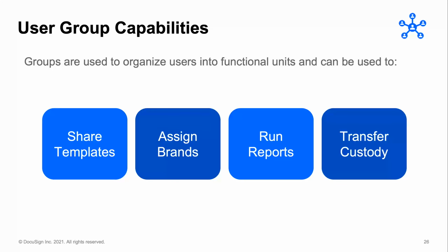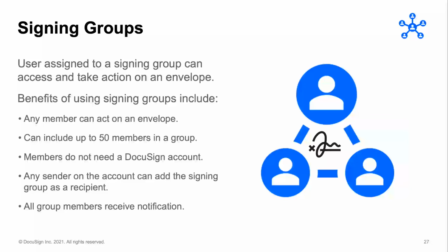Now, the other type of group that you can create is a signing group. Signing groups allow you to send an envelope to a group of recipients where only one member of the group needs to take action on the envelope. So basically, signing groups are a way for you to share signing responsibilities with several people.